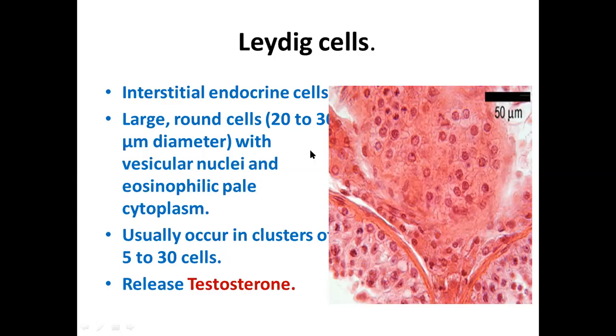And in certain locations of these cells, the cytoplasmic content will appear pale. Why? Because it is involved in the production of testosterone. And testosterone is derived from steroid, triglycerides. So on that basis, the lipids and glycogen content is stored in the cytoplasm, which gives certain areas of these dark eosinophilic cells the lightness. They are mostly present in clusters, about 5 to 30 cells clusters, and these are the cells responsible for the production of testosterone.